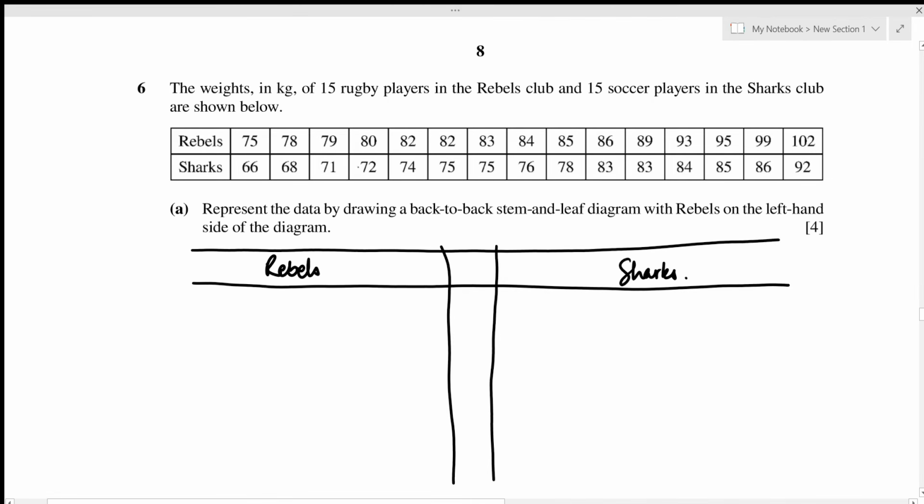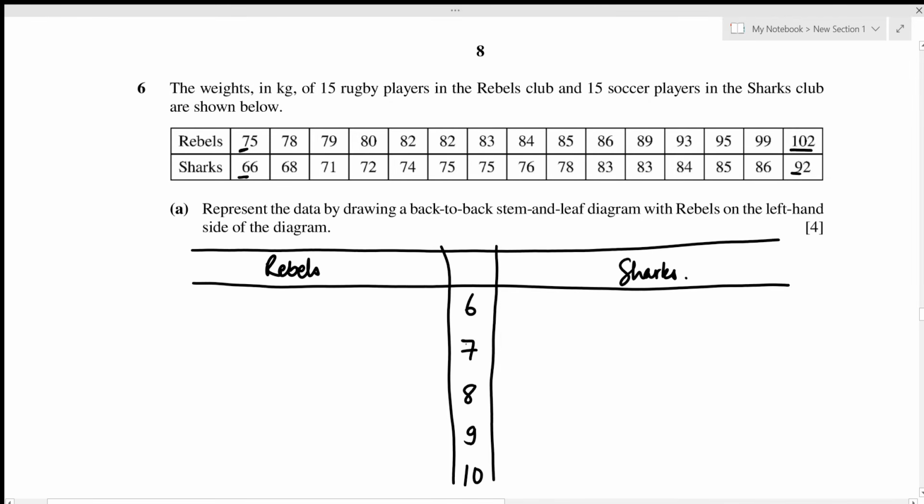Now, since we're given data of 2 digits, the first digit is going to be that of the stem and the last digit is going to be the leaf. Let's look at the lowest value for the stem. For Rebels, that's going to be 7. And for Sharks, that is going to be 6. Let's look at the highest possible value. For Rebels, that's 10. For Sharks, that's 9. So this means that the value in the stem is going to range from 6 to 10. So that's 6, 7, 8, 9, and 10.